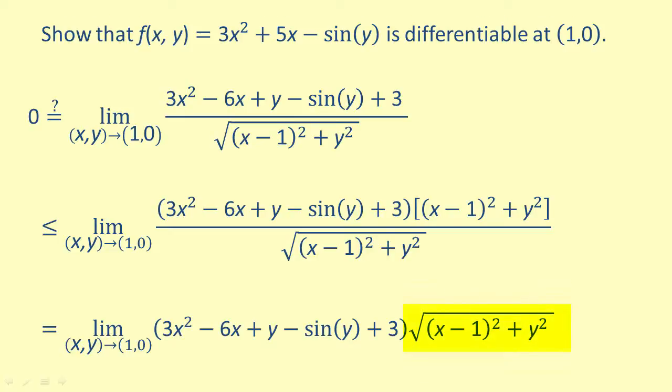Looking at this limit, we see that this term goes to 0 as (x, y) goes to (1, 0). By the product property of limits, this means that the entire limit goes to 0. Therefore, f(x, y) is continuous at the point (1, 0).